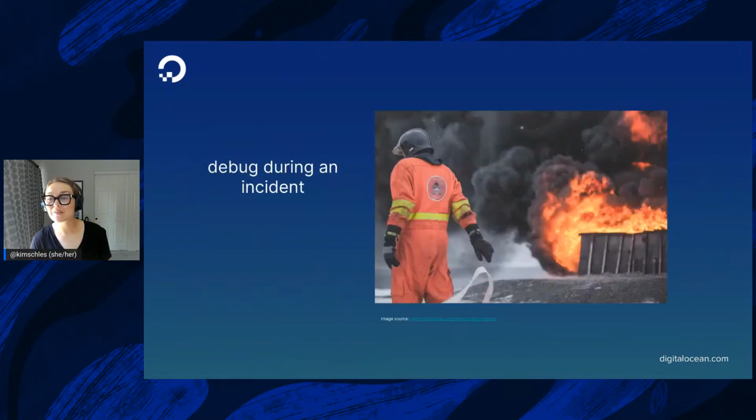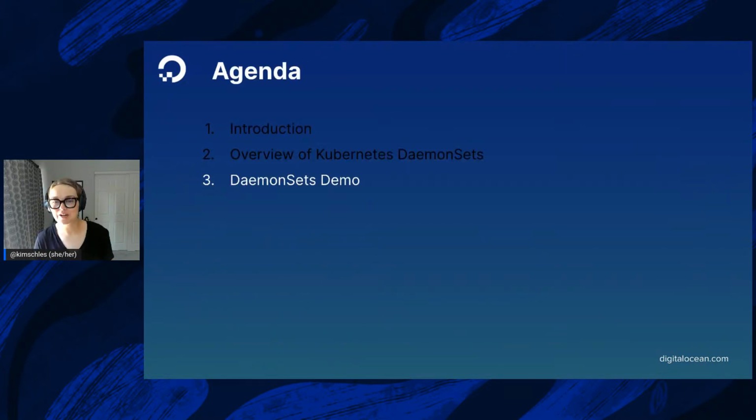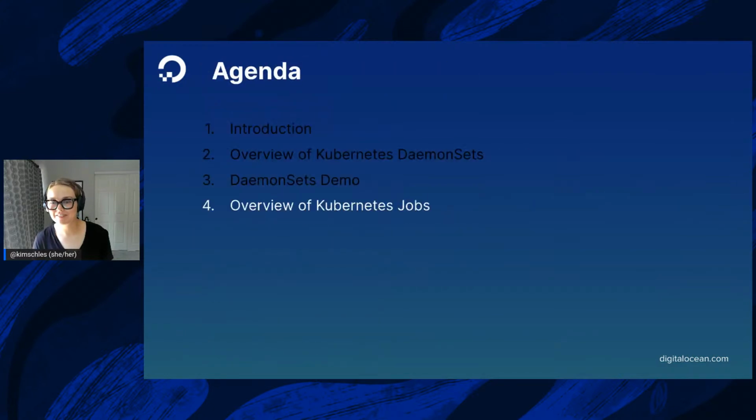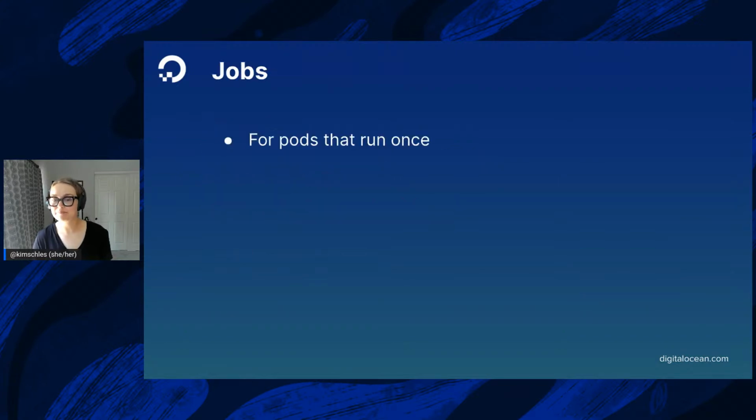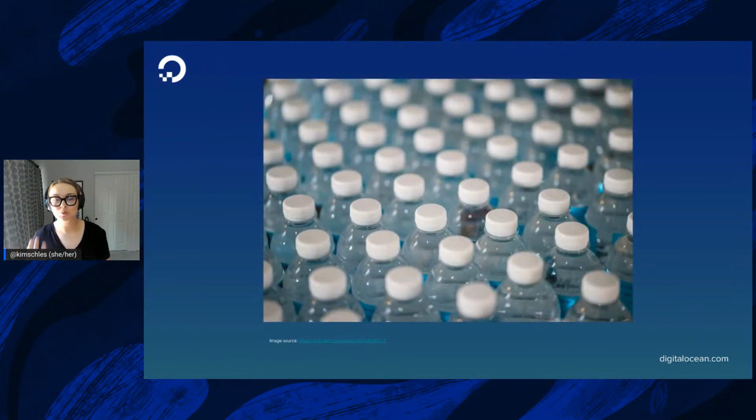Okay, so DaemonSets. We just wrapped up the DaemonSet demo. And now we're going to hop into a discussion of what Kubernetes jobs are. In Kubernetes, there's a resource called jobs, and the purpose of that resource is to create a pod that will run once. The image I picked for this was reusable water bottles, which are not necessarily intended to be used over and over again. They have application for one use, although you can, of course, reuse those kinds of water bottles.